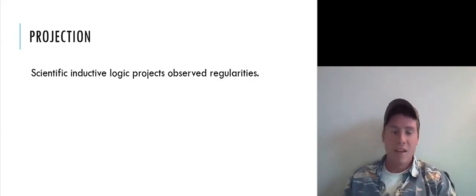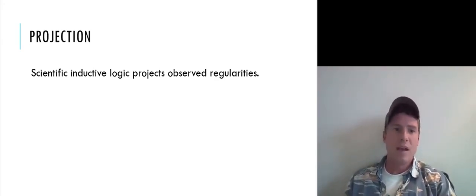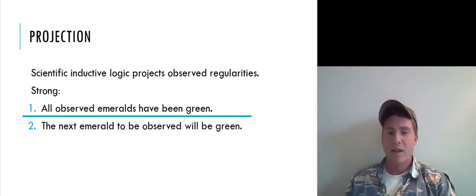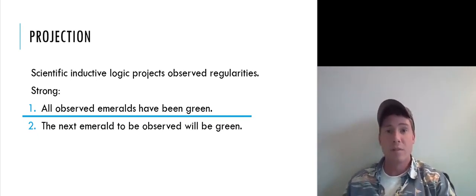All right. So scientific inductive logic, we can say, at least at an intuitive level, projects observed regularities. Now, what does this mean? It's helpful to see this by considering some intuitively strong arguments. So consider this argument: all observed emeralds have been green, therefore the next emerald to be observed will be green. This is an intuitively and inductively strong argument.